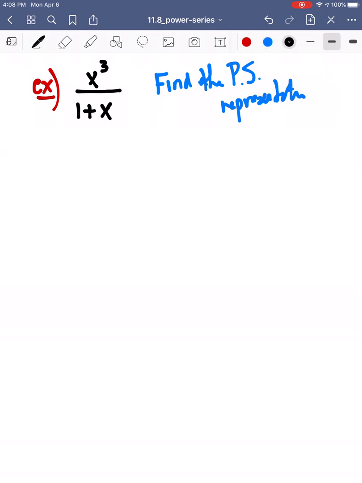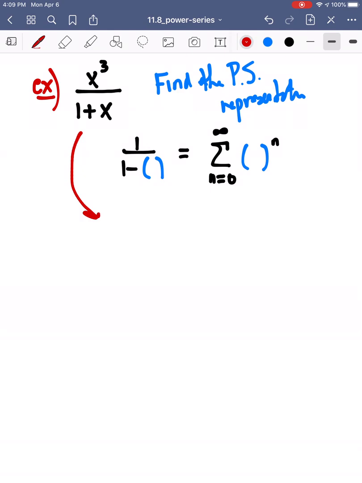Well, we know the stencil that we're after is of the form 1 over 1 minus something in blue parentheses, and that we're going to be able to set equal to the power series from n equals 0 to infinity of whatever's in those blue parentheses raised to the nth power. So let's try to move this function that we're given into that form. And the first thing is, well, we don't want that x cubed sitting in the numerator. We want just a 1 in that numerator, so we can bring that x cubed out in front and think about multiplying it onto that function, 1 over 1 plus x.